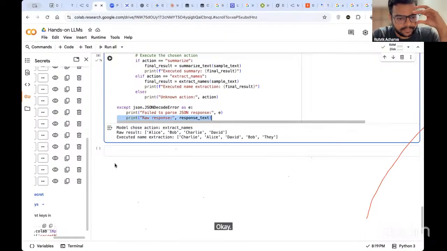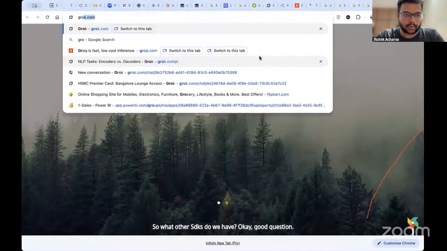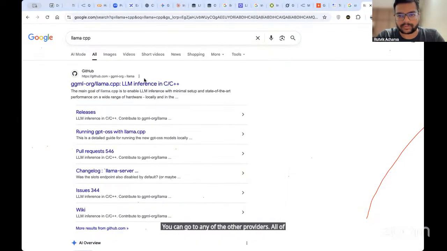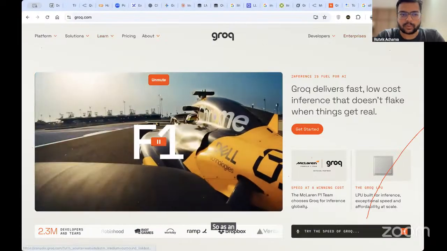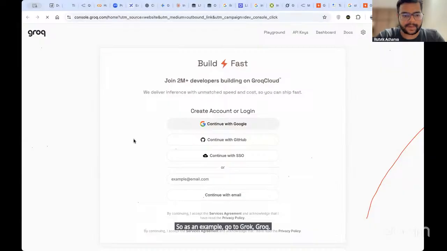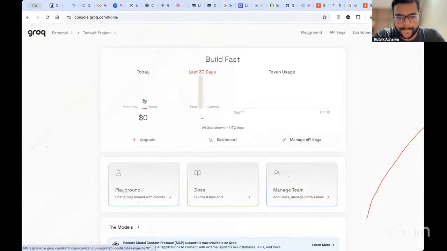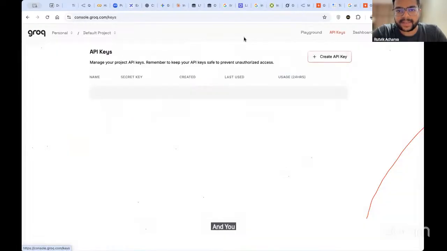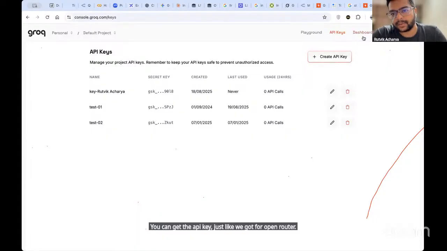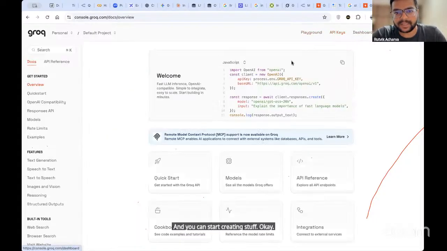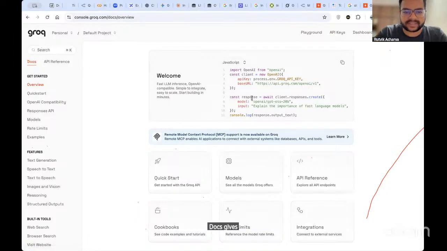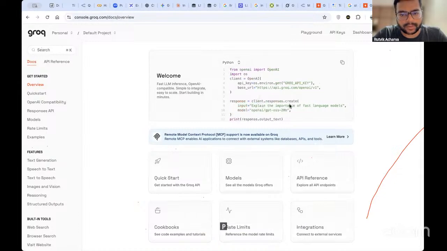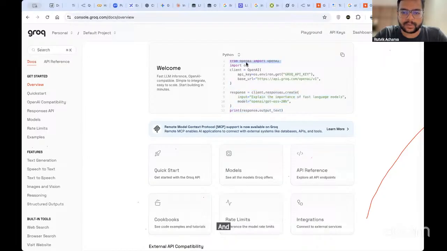Okay, I'll answer a couple of questions. So what other SDKs do we have? Okay, good question. You can go to any of the other providers. All of them have their own options. So as an example, go to Groq, G-R-O-Q. I'll log in. You can get the API key just like we got for OpenRouter, and you can start creating stuff. Okay, you go to docs. Docs gives you how to get started, right? So there is a sample Python code or curl, whatever terminal you want, and then you are able to access it. So many different providers, but a similar construct, nothing too different.